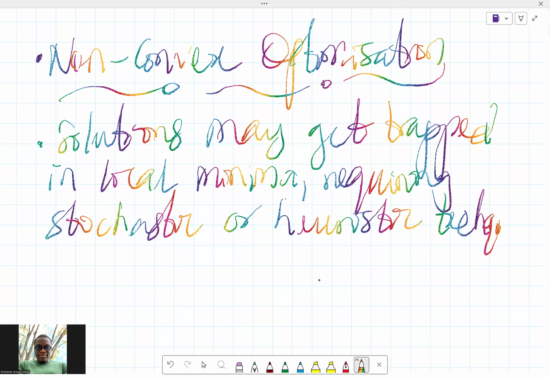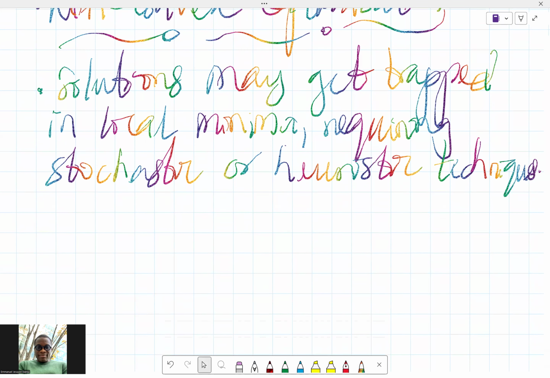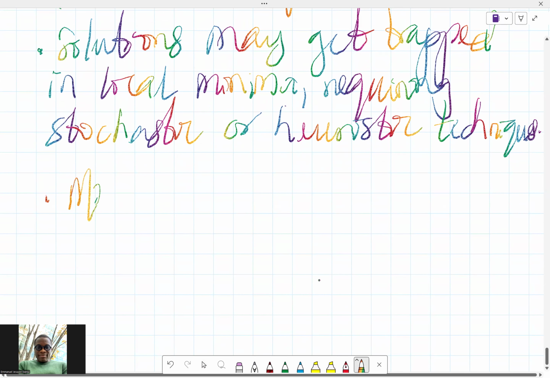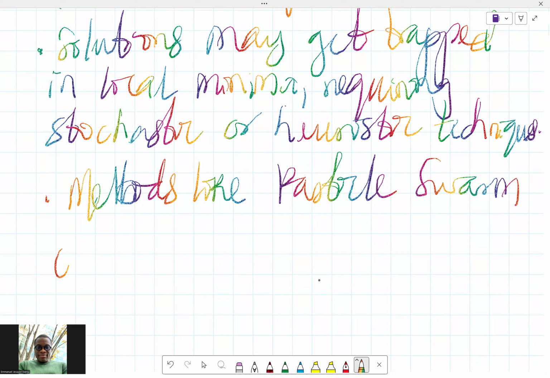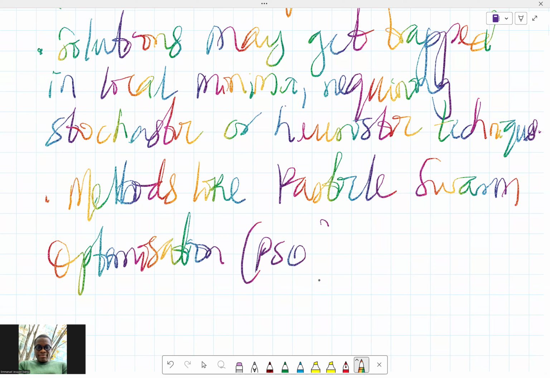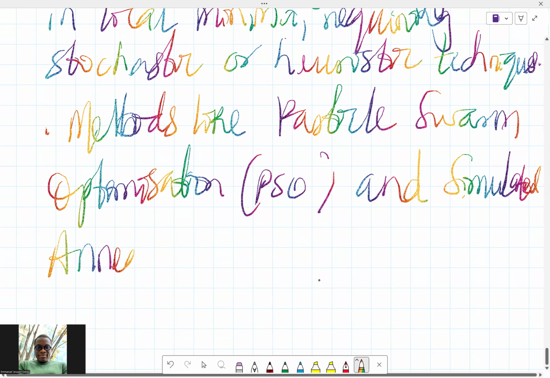When we talk about non-convex problems, methods like particle swarm optimization, that is PSO for short, and simulated annealing, which was already mentioned before, an idea from metallurgy, tend to get out of character just to escape local minima.